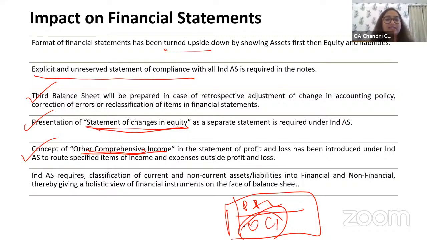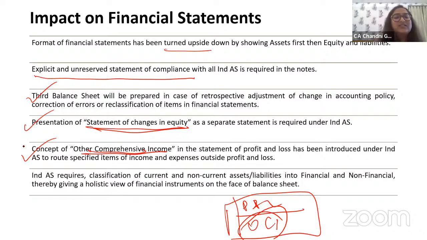For example, Ind AS 16 on PPE will tell you that upside revaluation on PPE will be routed through OCI. So certain items will be routed through OCI as per the specified Ind AS. You cannot just show any item in OCI. For that, you'll have to go through the specific Ind AS and understand which standard is asking you to reflect any item in OCI.